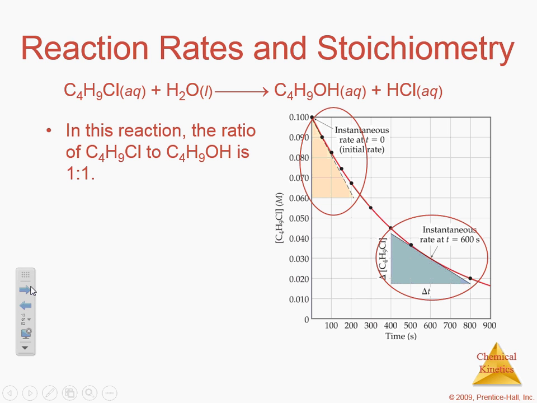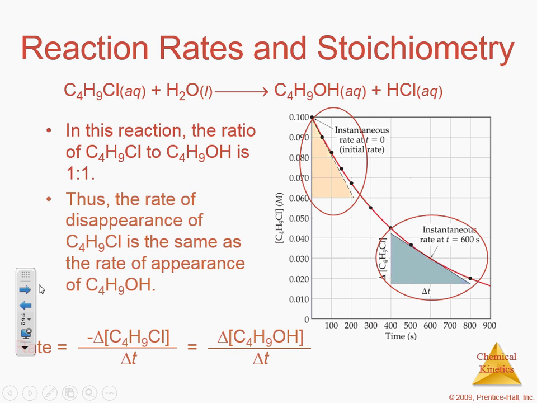Now, reaction rates and stoichiometry. You can note here that everything was 1 to 1 to 1 to 1. This equation was balanced with a 1 to 1 to 1 ratio. So when we do that, our rate is equal to, since it's a 1 to 1 ratio, our change in molarity of butyl chloride over time is equal to our change in molarity of butyl alcohol over time. They are equal to one another because it's a 1 to 1 relationship.